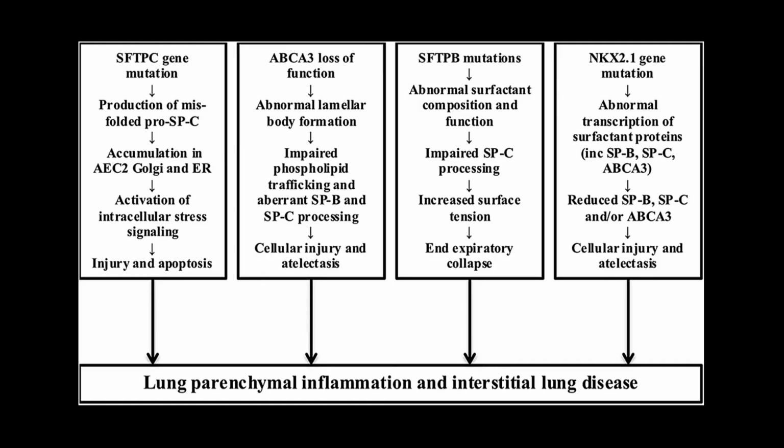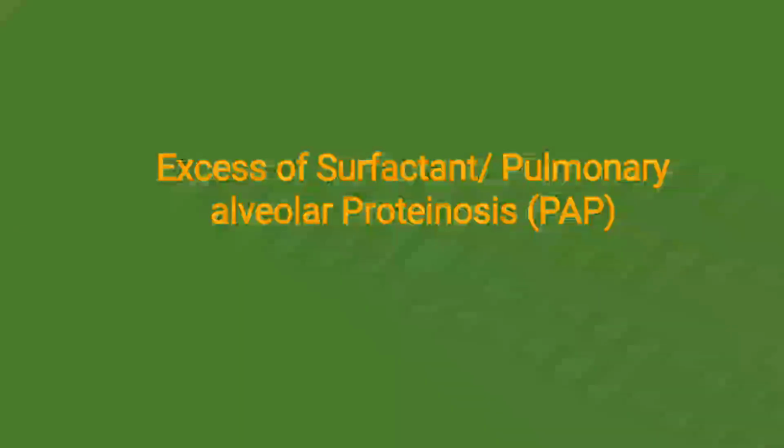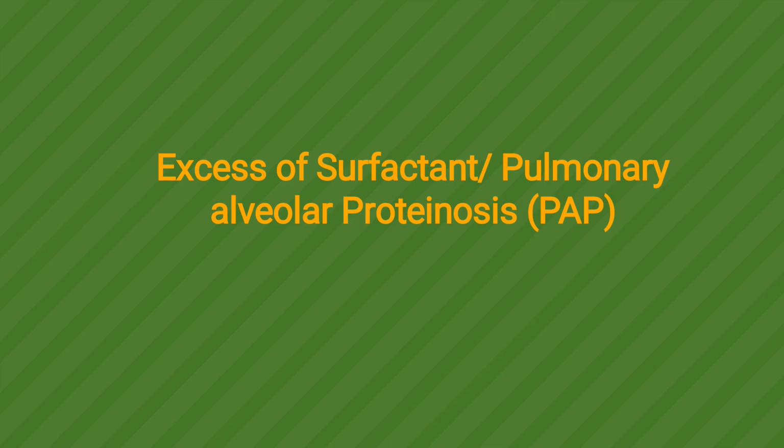With NKX2-1 gene mutation, there will be reduced surfactant protein B and C, and all of them will cause lung parenchymal inflammation and interstitial lung diseases. Now we have discussed the deficiency of surfactant. Another disease is where there will be excess of surfactant, that is known as pulmonary alveolar proteinosis.